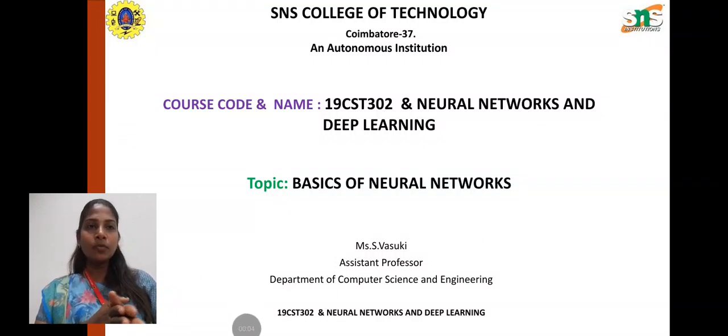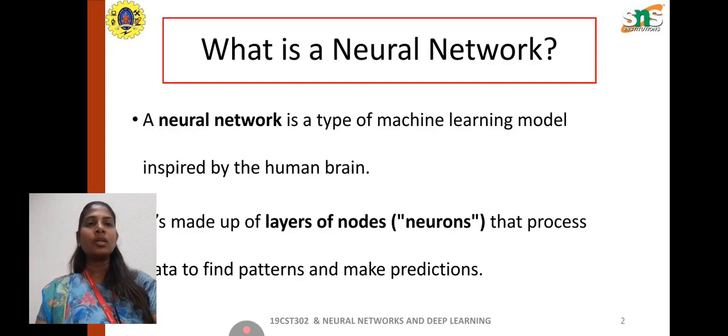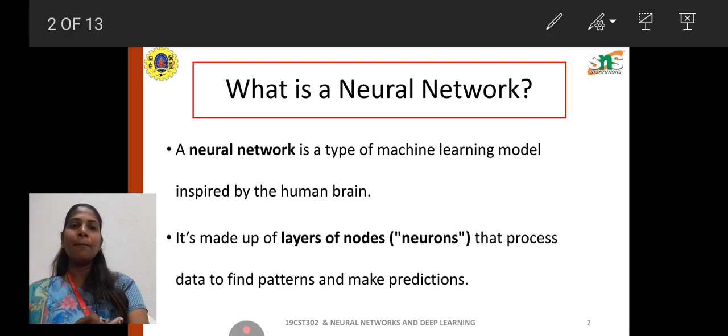So in this video we are going to discuss neural networks and deep learning concepts. First we have to know the basics of neural networks, which we already discussed in the previous video. The first one is a neural network, which is a type of machine learning. Let us quickly recollect: it consists of a number of nodes, called neurons. It is used for finding predictions and patterns.